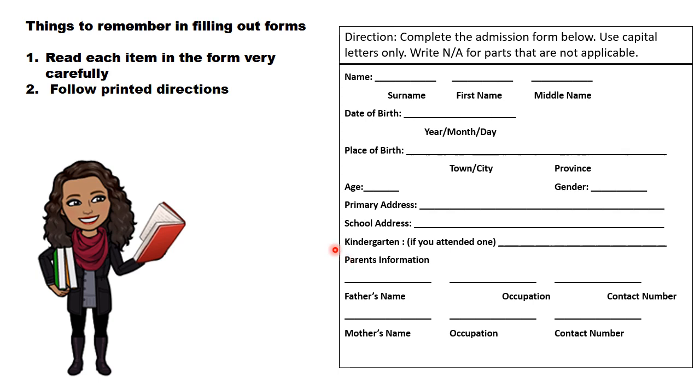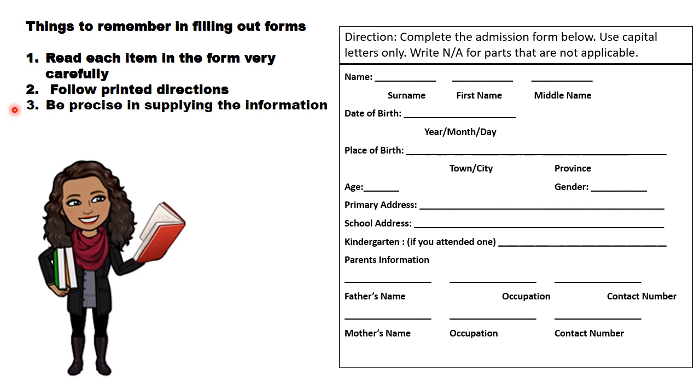The next thing that you must remember is to follow printed directions. Following directions properly will make it easier for you to answer a form. In this example, we have this direction: Complete the admission form below, use capital letters only, write NA for parts that are not applicable. You should always remember to follow directions to avoid making mistakes.